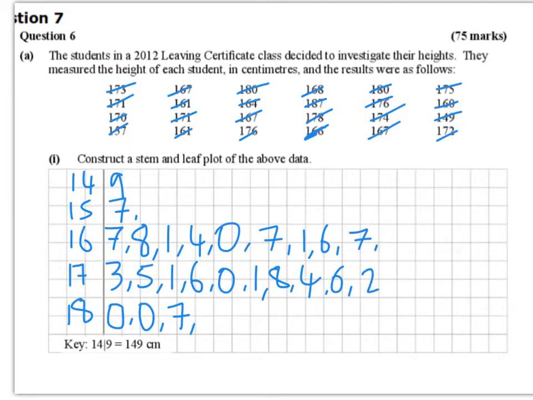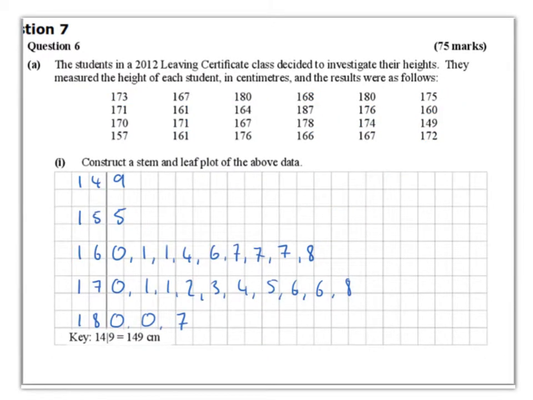So here we have our unordered stem and leaf. Now we need to order it. So we don't have to do anything with the 9, which represents 149, or the 5, which represents 155. So on the right hand side of 16, we go in order 0, 1, 1, 4, 6, 7, 7, 7, 8. So we're going to order from smallest to largest, and the smallest values are closest to the stem.